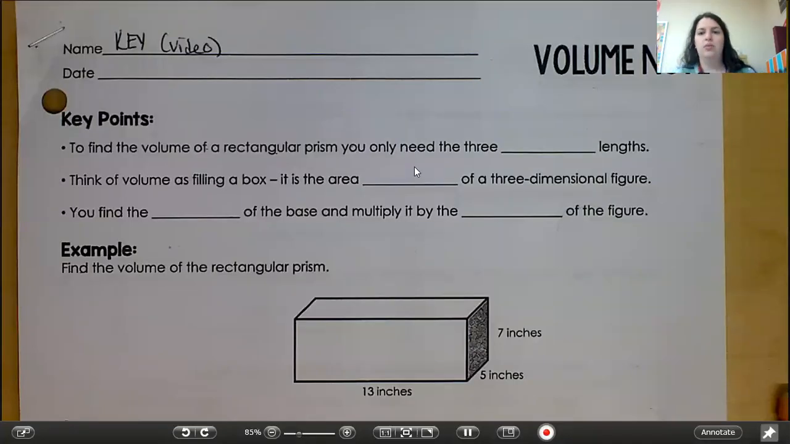Hi everyone, I'm here with some information regarding your volume notes and what you will be doing for today. We've talked about volume before, we talked about it for the state test, so we're just going to break it down a little bit more and go from there.